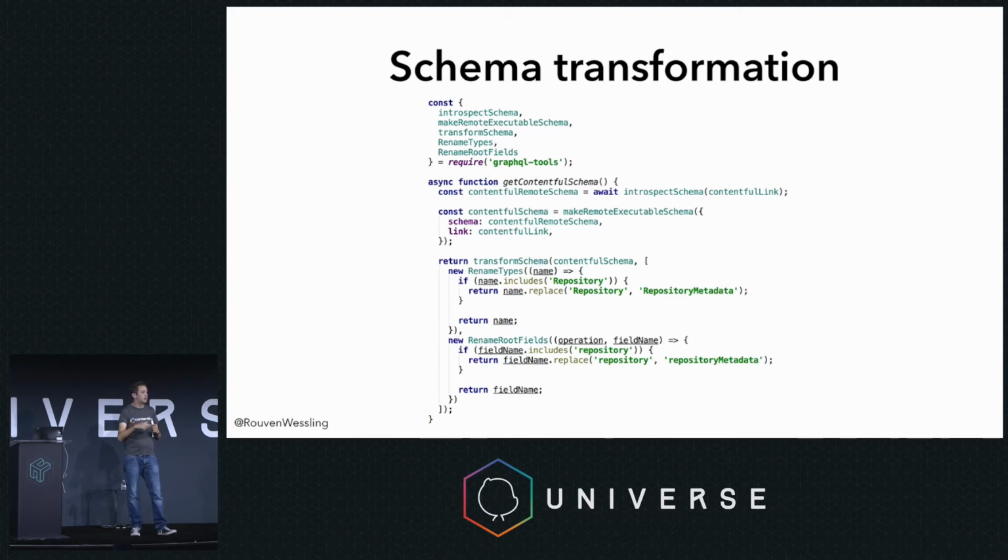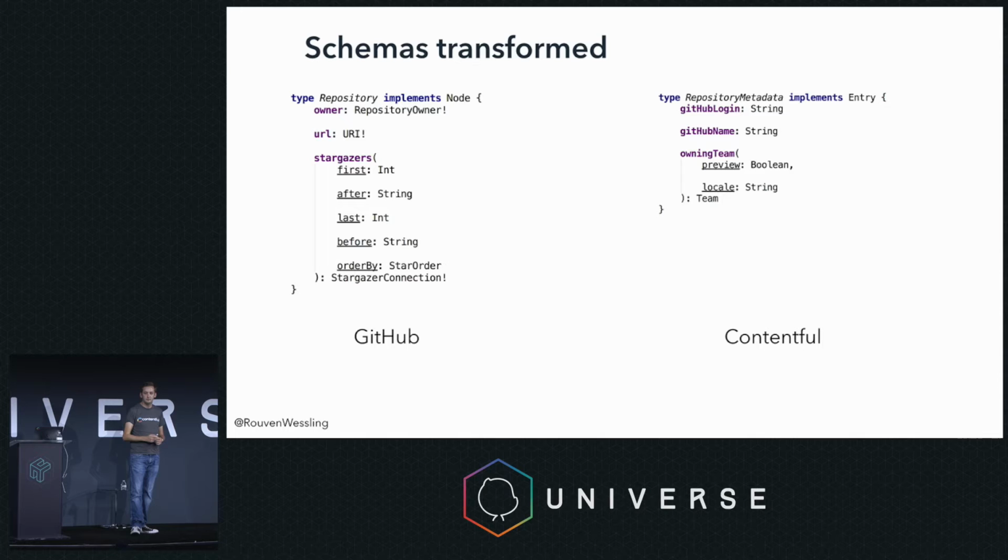I also need to take care of the top-level queries. Those are called root fields. And both APIs have a root field called repository. So I'm also renaming that one to repository metadata. And now my schema will look like this. I still have exactly the same schema from GitHub, but I modified the Contentful schema to rename every type, every query that has the word repository to be repository metadata. And GraphQL Tools is advanced enough that it will seamlessly still pass on the data to the right API, even though the type repository metadata does not exist in Contentful's GraphQL API.